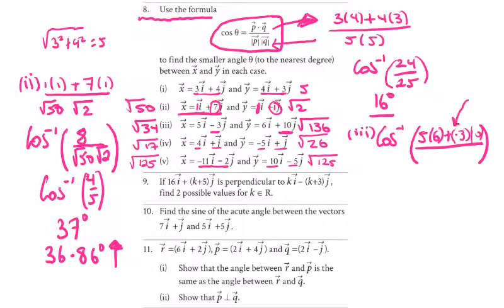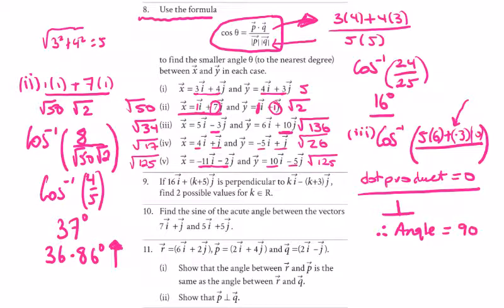And if the dot product is equal to 0, we haven't introduced this yet. If the dot product is equal to 0, it means that they're at right angles to each other. Therefore, the angle is 90 degrees. We may explore a few of these again. So it doesn't matter what else is going on down the bottom here in this part.